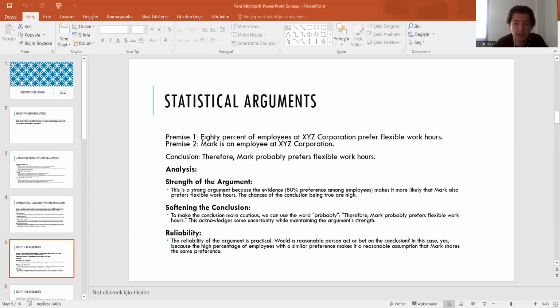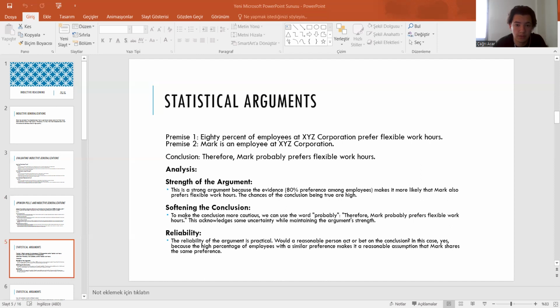I'm continuing with the next title, statistical arguments. This part discusses statistical arguments, a type of inductive reasoning that draws conclusions about individual members or parts of a population based on percentages. Statistical arguments are evaluated on a continuum from strong to weak, depending on the likelihood that the conclusion is true.